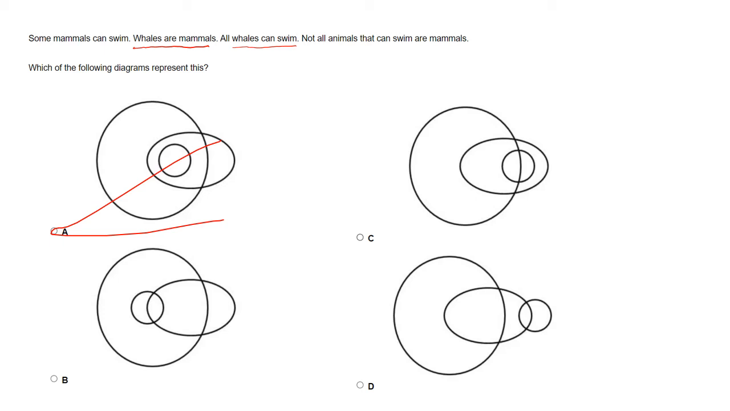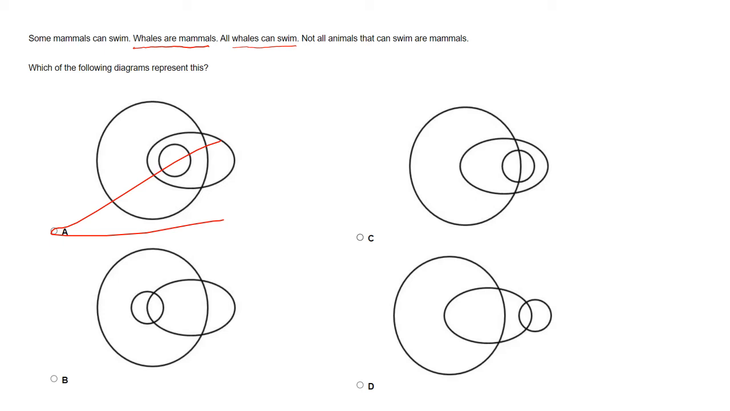But also, all whales can swim, and therefore again that same area corresponding to whales has to be completely contained within another area, which is the set of animals that can swim. And you can see that A has that possibility, because the circle here, that could correspond to the whales, is completely contained within this oval area, but they're also completely contained within that circular area. So that looks like a candidate.